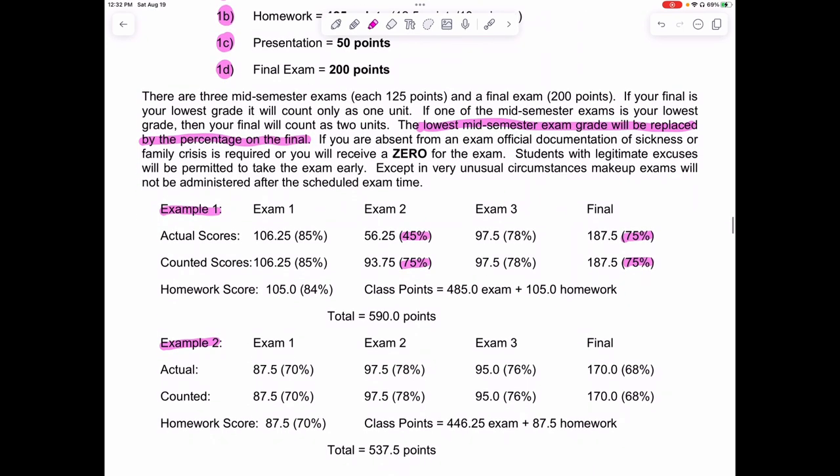Or we have example two, where the student actually did pretty well throughout the semester. The lowest actually was the final. And so it doesn't swap anything because it's not higher than the lowest mid-semester exam grade. So if you get a low mid-semester exam grade, realize that you're not dead in the water or anything like that. You still have the potential to get past it.